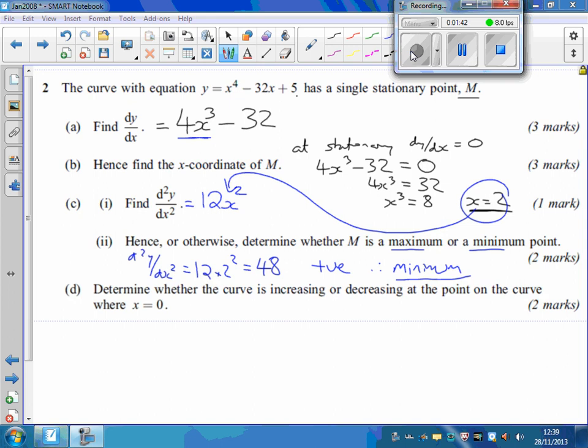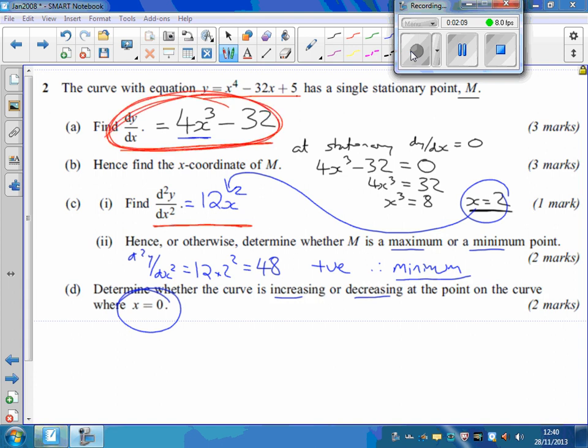Last part. Determine whether it's increasing or decreasing when x is equal to 0. So we've got to do something with this 0. We've got 3 places you're trying to think: are you going to put it in up here and find out what the y number is when it's 0? Are you going to put it in here and find out what the gradient is when x equals 0? Or are you going to put it in here to find out what the second derivative is when it equals 0? But the answer is you want to know what the gradient is at 0. So you've got to put it in there. Sticking 0 into there just makes 0. And so you've got dy by dx equals minus 32. It's going down, so it is a decreasing function at that point.